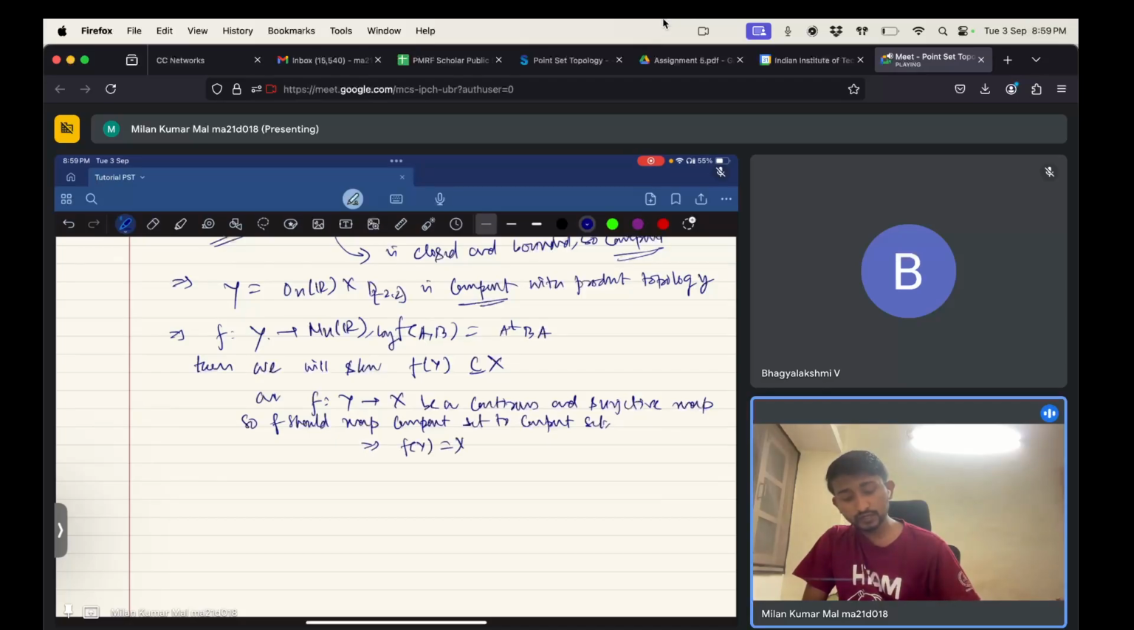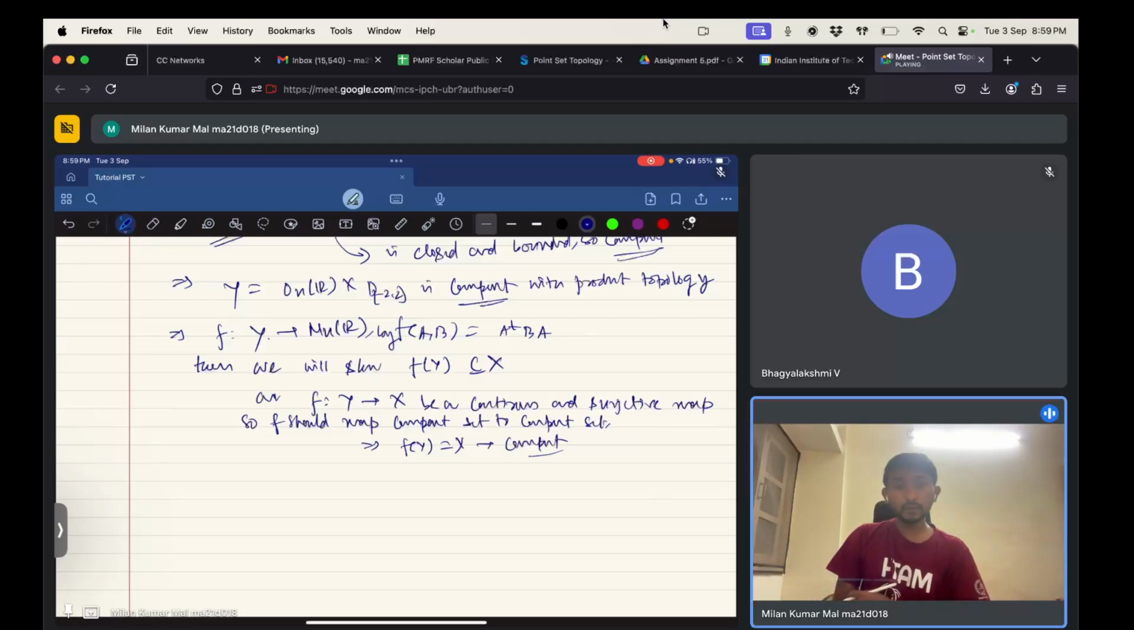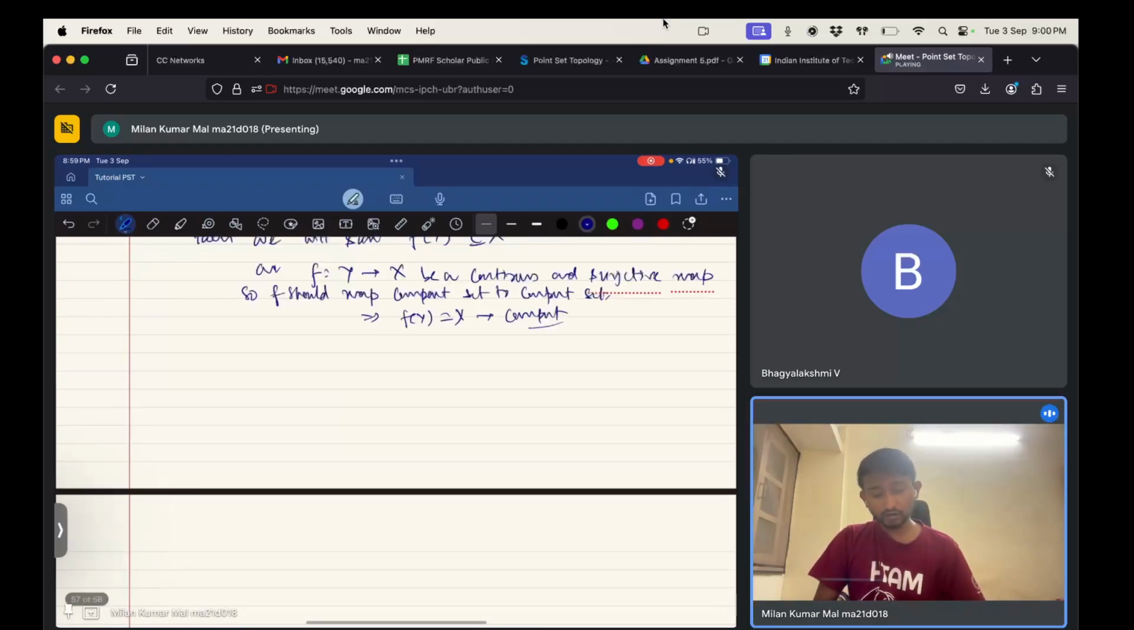F of y equals to x is compact because y is compact. Y is compact means that its image should be compact. That is what I will prove. But I will not write many things here because that is exactly similar to the previous one. So this will follow this way.